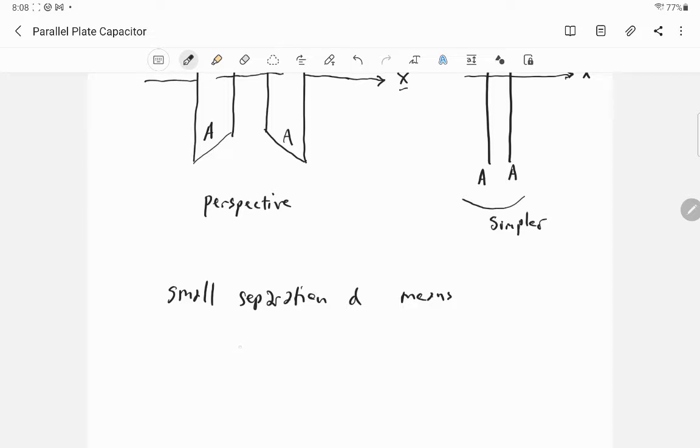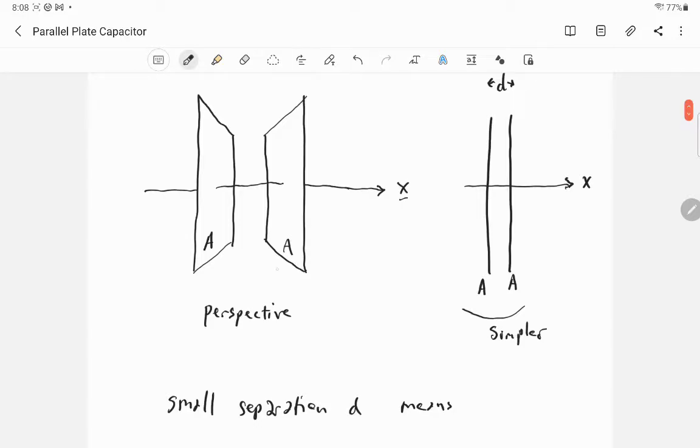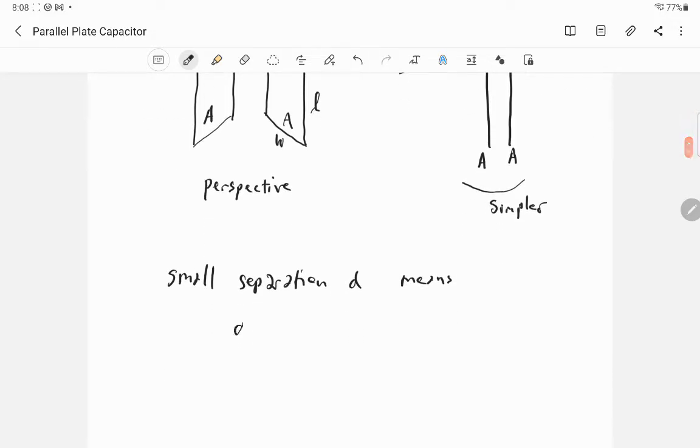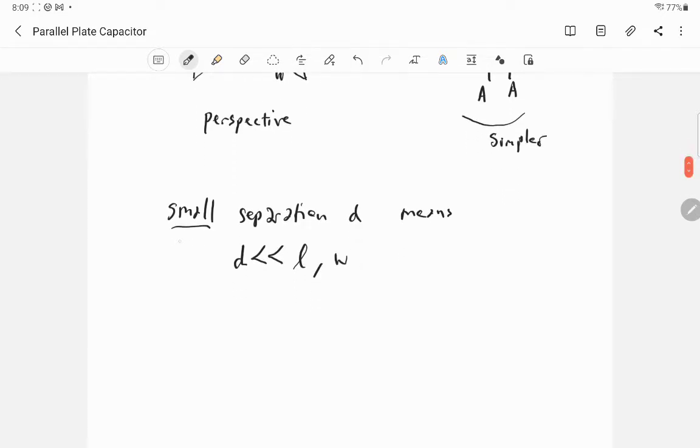means that essentially, if we imagine A, the area, as being, say, a width times a length, so L times W is A, this just means that D is really small compared to either the length or the width. This is what's meant by small separation. And the reason why we want a small separation is because I'm going to show you we can approximate the electric field.